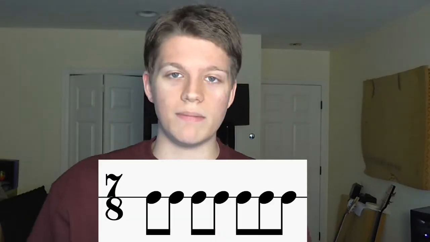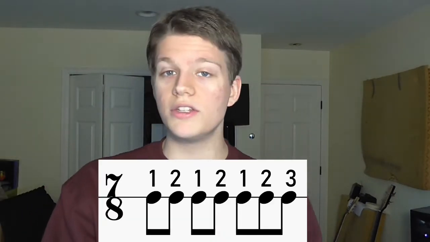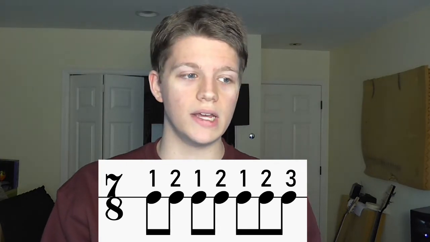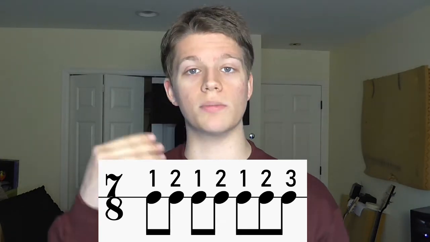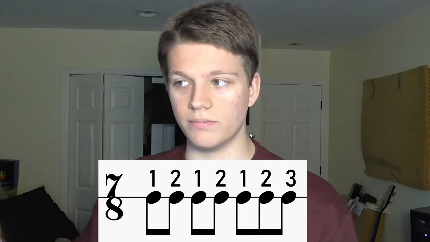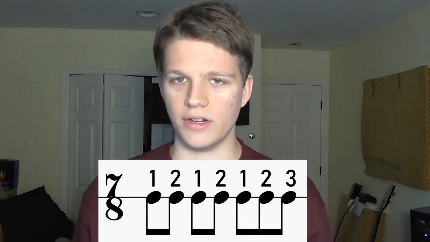For instance, 7-8 might be counted as 1-2-1-2-1-2-3, 1-2-1-2-1-2-3. So we have two groupings of two, followed by a grouping of three, that adds up to seven, but we never actually say the word seven when we count it.